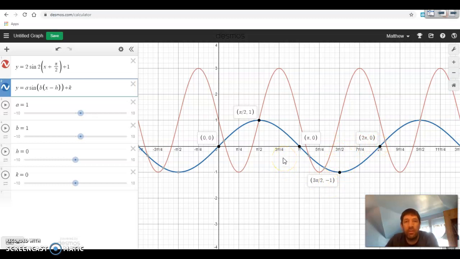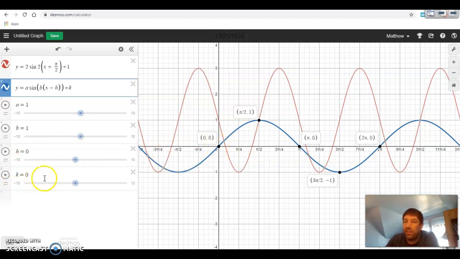I want you to start from that point anytime you're dealing with sine. I would always draw or sketch that graph out first, anytime you're trying to graph sine. Okay, so now let's take a closer look at A, B, H, and K. And I'm going to start off with K, because I think that's probably the easiest one.